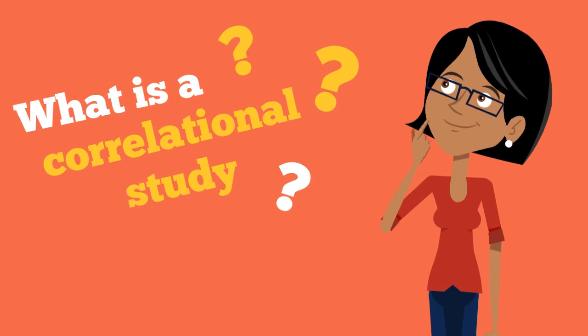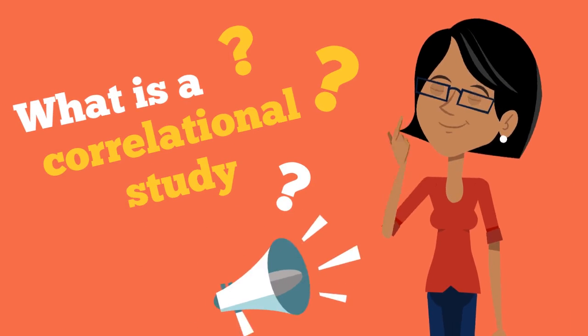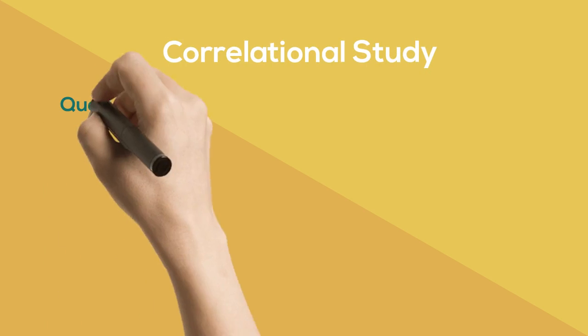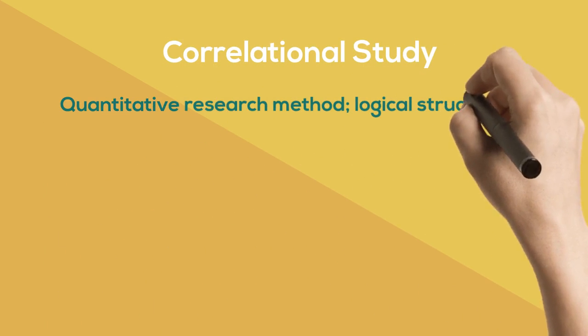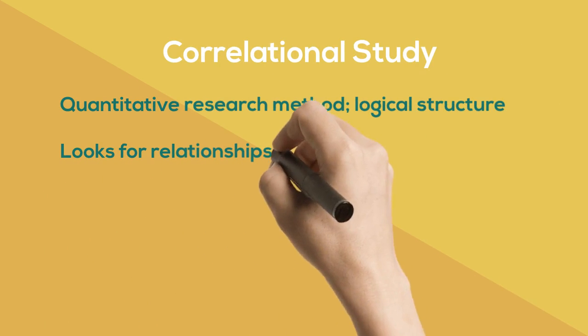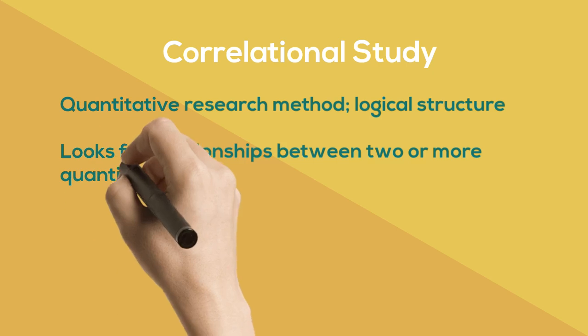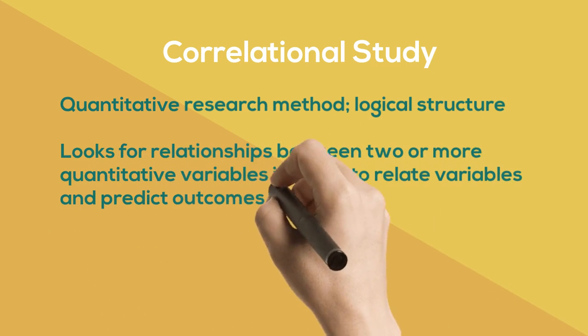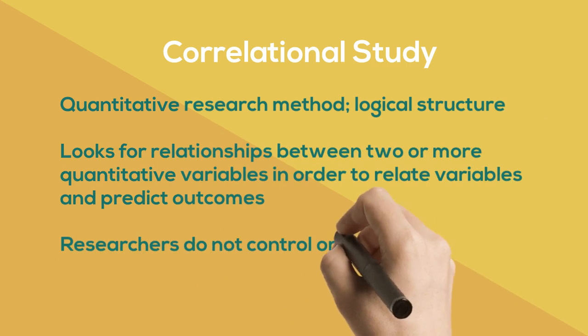Before we start, do you know what a correlational study is? In a correlational study, which is a quantitative research method, the researcher looks for relationships between two or more quantitative variables in order to relate the variables and predict outcomes. Researchers are not able to control or manipulate variables in a correlational study.